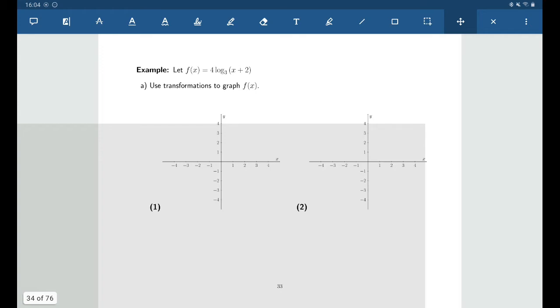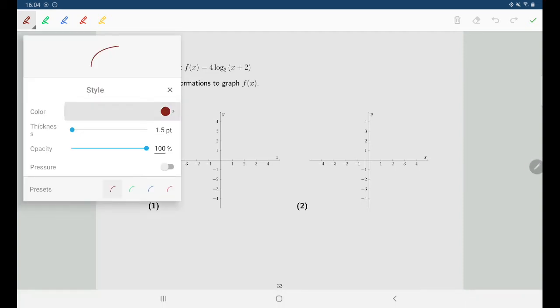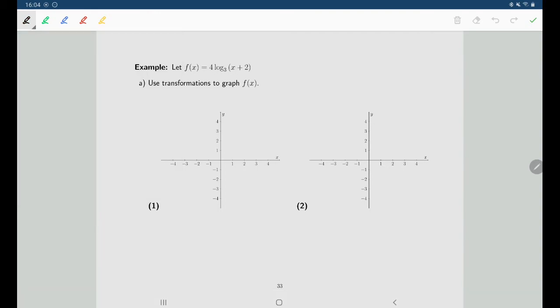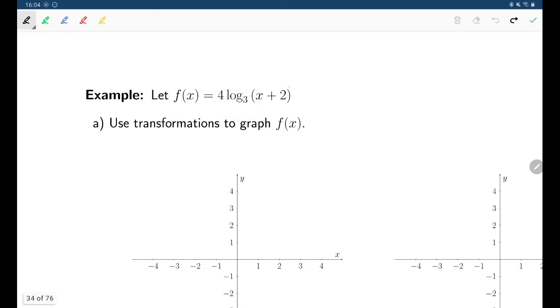So now that we know what the basic shape is for our logarithmic graph, we can use this to graph any function we'd like with transformations. If we're looking at this, we can see that there are two transformations happening. The basic shape for this graph is going to be a logarithm base 3. And we're going to be taking this graph and shifting it to the left by 2. And then we are going to vertically stretch it by a factor of 4.